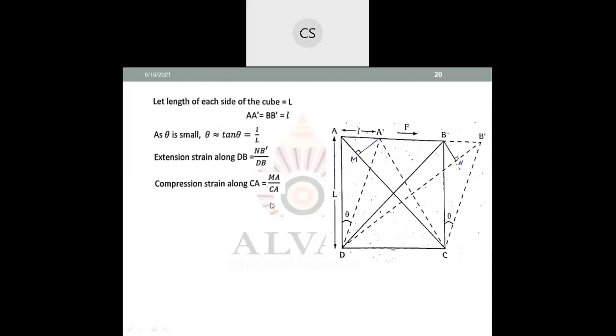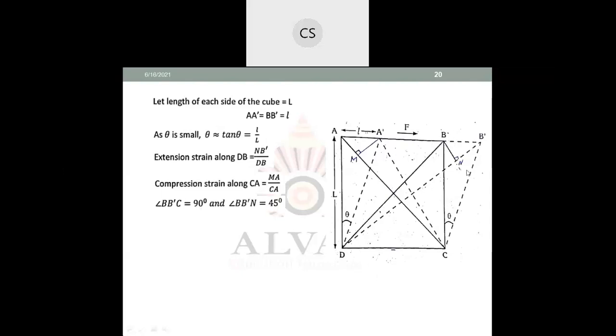So you got the extension strain and the compression strain. Now look at that angle, B, B dash C. Can you see the angle B, B dash C? You can see my mouse pointer. It is told that it is 90 degrees. Is it 90 degrees?